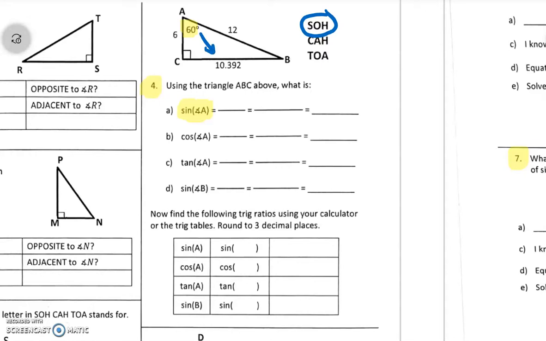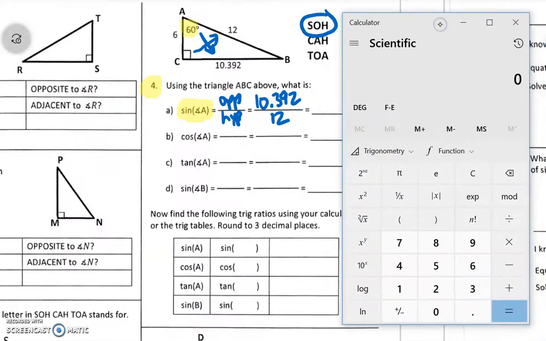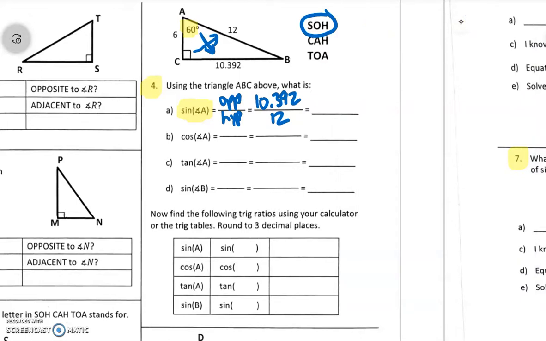Okay, so first we're going to write opposite over hypotenuse. And then we're going to write the opposite side is 10.392. And then the hypotenuse is always across from the right angle, that is 12. And then we're going to divide that to get a more exact decimal ratio there. So we're going to see 10.392 divided by 12, and we get 0.866. So we're going to write 0.866. And that's all we're doing here.